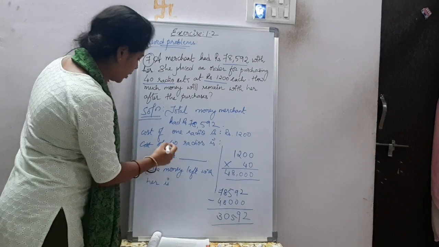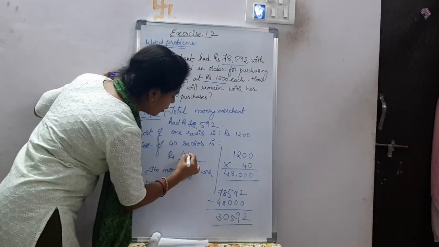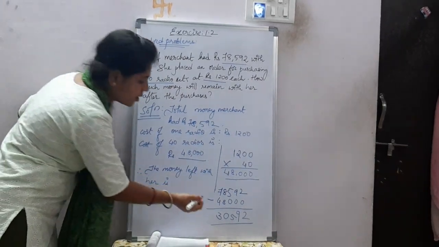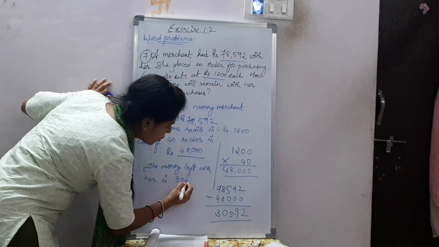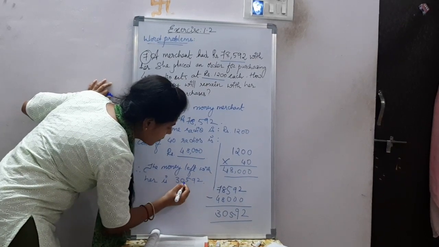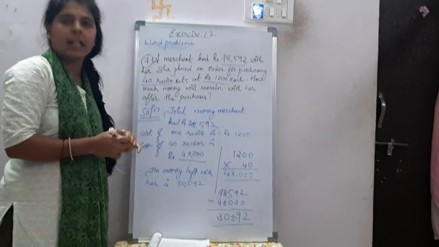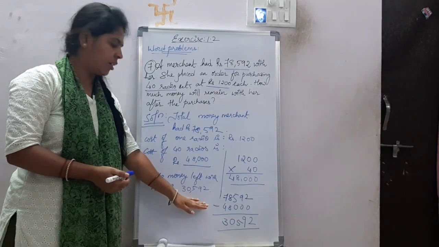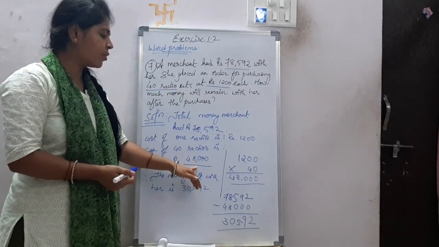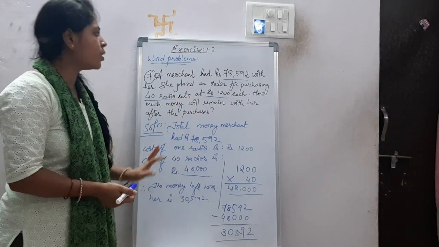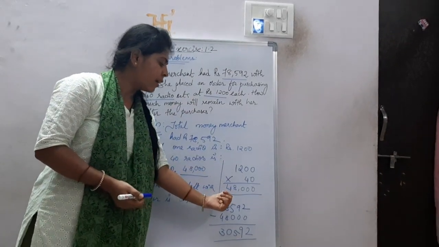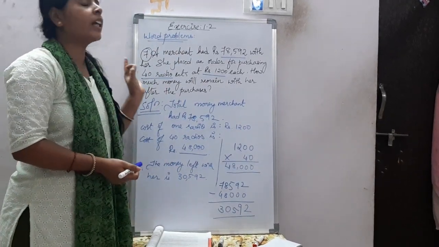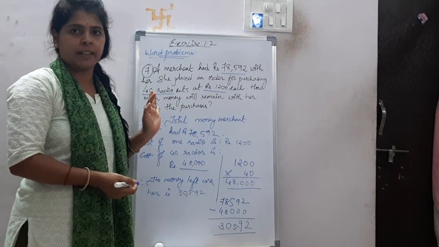So the amount for 40 radios is 48,000, and the money left with her, after subtracting, is 30,592. Finally she is left with the amount 30,592, and the amount paid for the 40 radios is 48,000. This problem involves multiplication in the first part and subtraction in the second part. So you have to be careful to read the question and solve it properly.